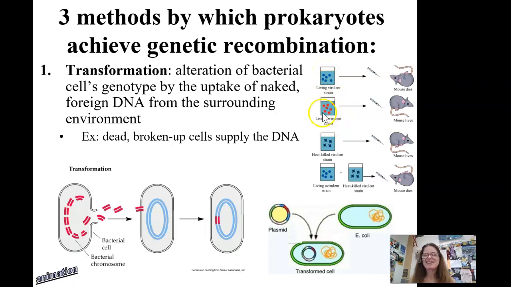this group right here that normally also would not kill the mouse, this guy becomes transformed into something that will kill the mouse. And so what happens is in this dead guy here, we have floating around pieces of DNA that then enter into your not dangerous strain of bacteria, just like this, and now he is able to produce those proteins that actually kill the mouse. Poor mouse.